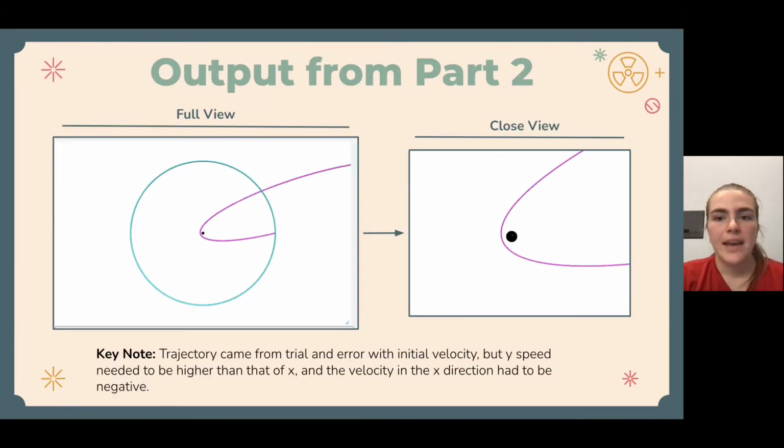So this is the output that we get from part 2, with the full view and a closer up view of the spaceship's trajectory. And the key note here is that the trajectory came from trial and error with the initial velocity, but the y speed always needed to be higher than that of x, and the velocity in the x direction had to be negative in my case.